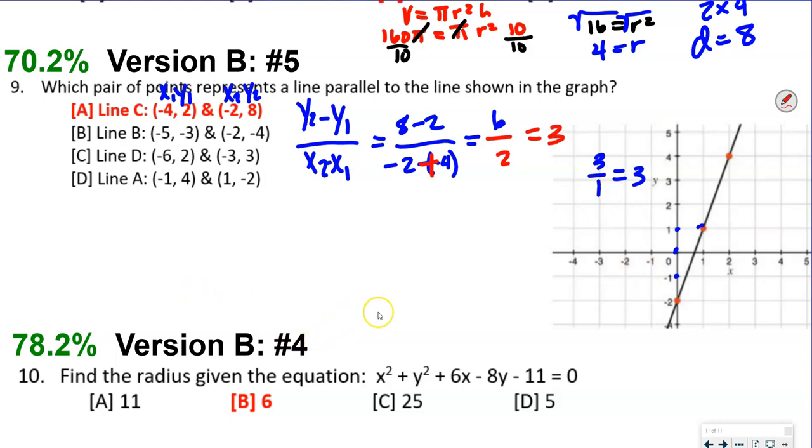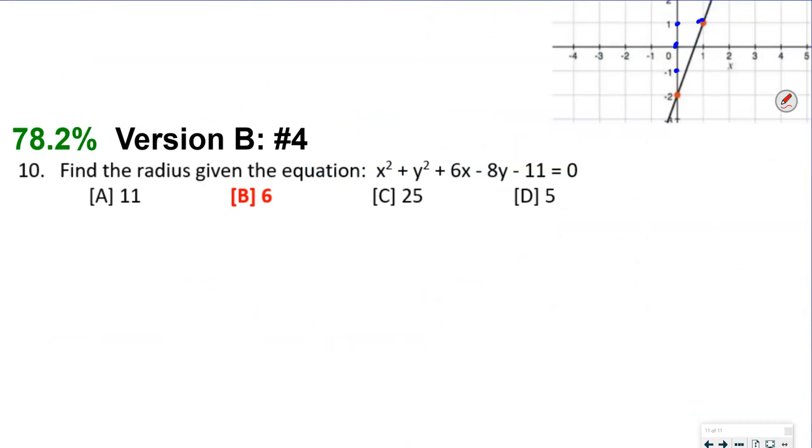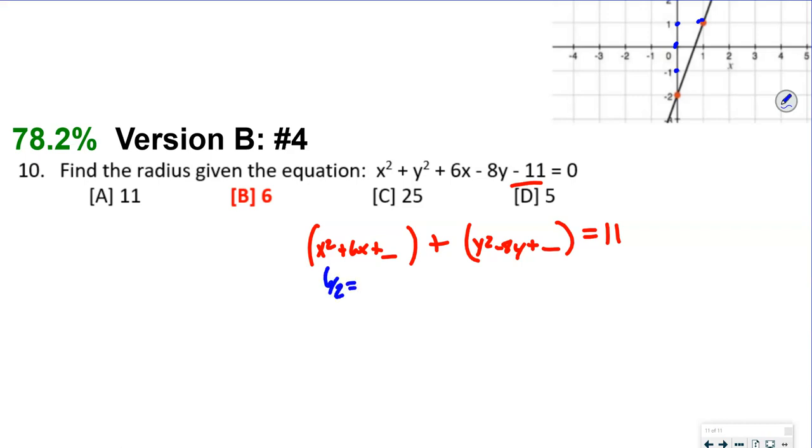Number 10 says find the radius given the equation. So this is one of those completing the squares. So we're going to create our parentheses here. We're going to put our x's in one set of parentheses, our y's in the other, and we're going to move this constant to the other side. So we're going to have x squared here plus 6x plus blank. We're going to do our y squared minus 8y plus blank. We're going to divide our middle term. 6 divided by 2 equals 3, so that's going to go x plus 3 here, squared. Then we're going to square that term. That's going to give us 9, and we're going to add 9 to both sides, okay?